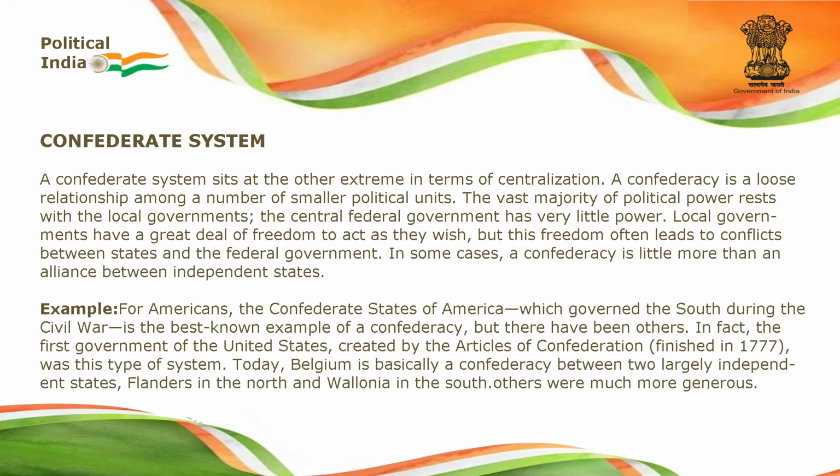Confederate system. A confederate system sits at the other extreme in terms of centralization. A confederacy is a loose relationship among a number of smaller political units. The vast majority of political power rests with the local governments. The central federal government has very little power.